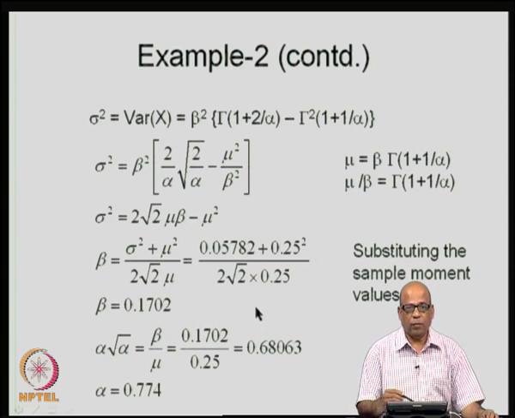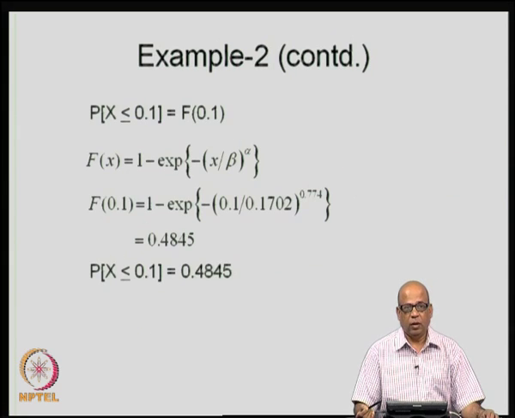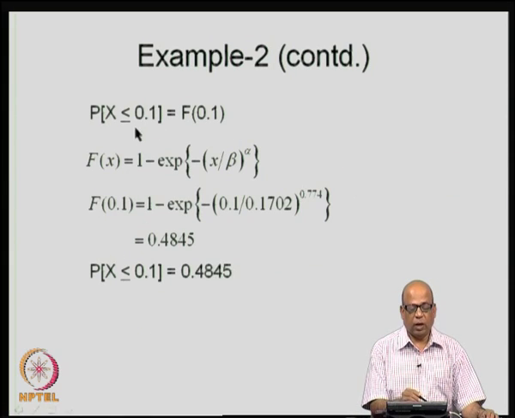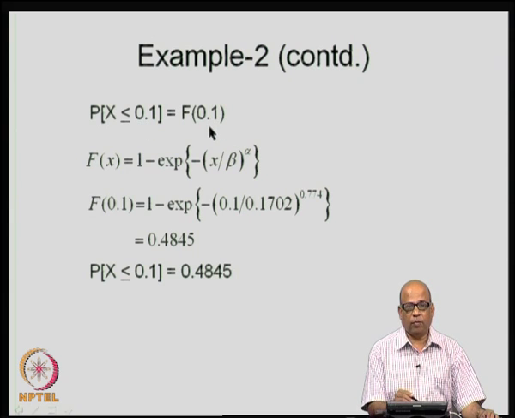So, once you get alpha and beta, the Weibull distribution is completely defined, and therefore, we can talk about the probabilities associated with the random variable following the Weibull distribution. So, we write probability of x being less than or equal to 0.1, which is by definition equal to capital F of 0.1, and F of x for the Weibull distribution is given by 1 minus exponential minus x by beta to the power half.